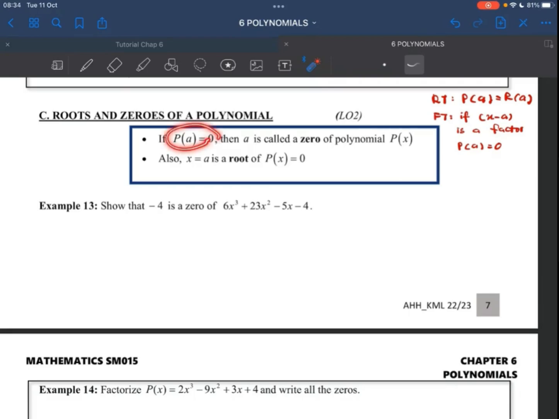If P(A) equals 0, then A is called a zero of the polynomial. Obviously, if it is a factor, your A is the zero. It is the same thing as how we do the factor theorem. So let's look at example 13 here.